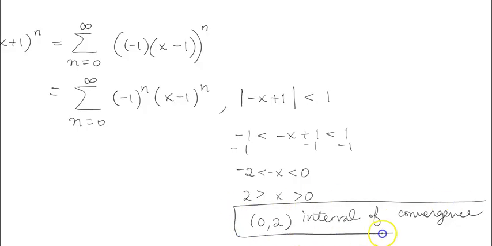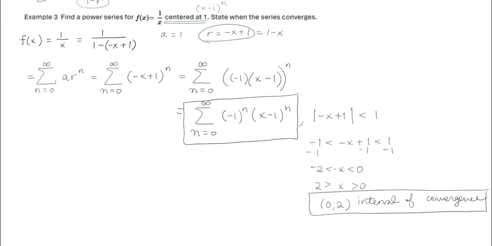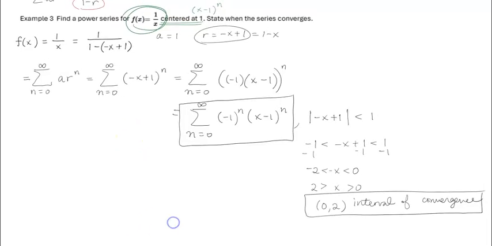So we have the interval of convergence for the power series representation of our rational function 1 over x. So again, to be clear, what this means is that if you're working with this function f of x, you can use this power series representation, but you can only use it on the interval from 0 to 2, for only x values between 0 and 2.